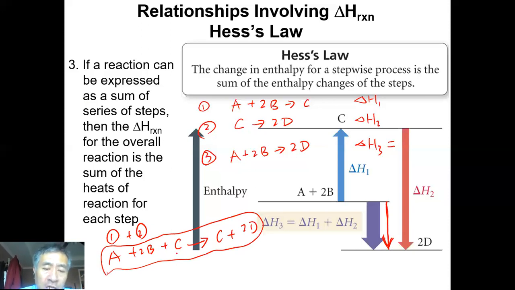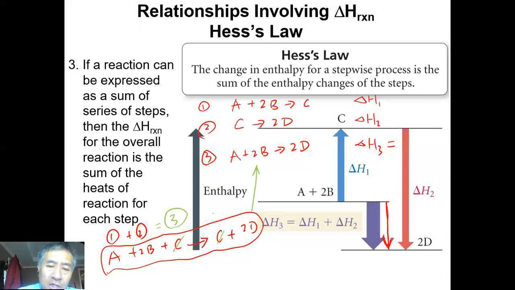Then you check if you have something on the left side of the arrow. If they're the same, you put them together. If you have something on the right side that's the same, you put them together. In this case, we don't have anything the same on the left or on the right. The second thing is that if you have something on the left of the arrow and also on the right of the arrow, you cancel them out. We have a C here and a C here, so we cross it out. What's left over is A plus 2B produce 2D, which is exactly this. So we check that 1 plus 2 equals 3.